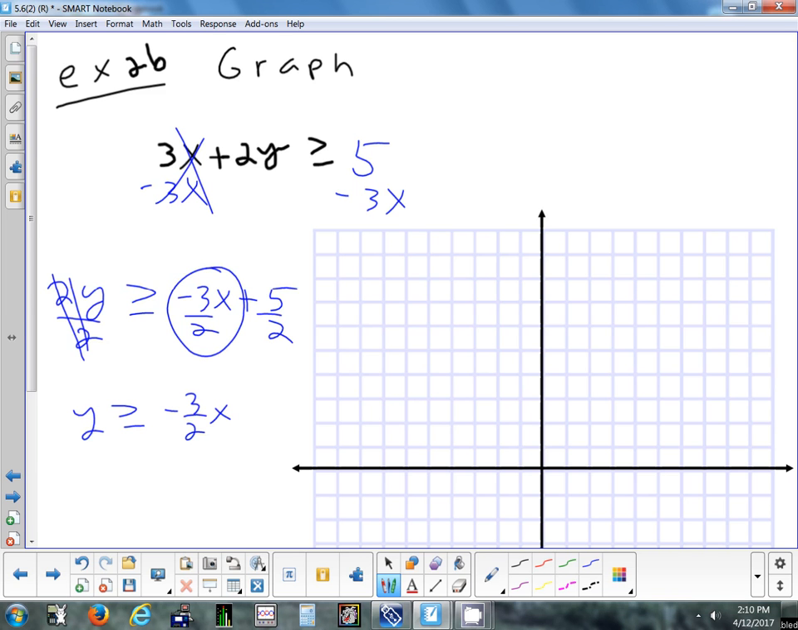But the 5 over 2, I have to graph that. So I need to know what number that is. What's half of 5? 5 divided by 2. It's about 2.5. That's my y-intercept. So you're going to put a dot at 2.5. And now everything we measure is from right there.